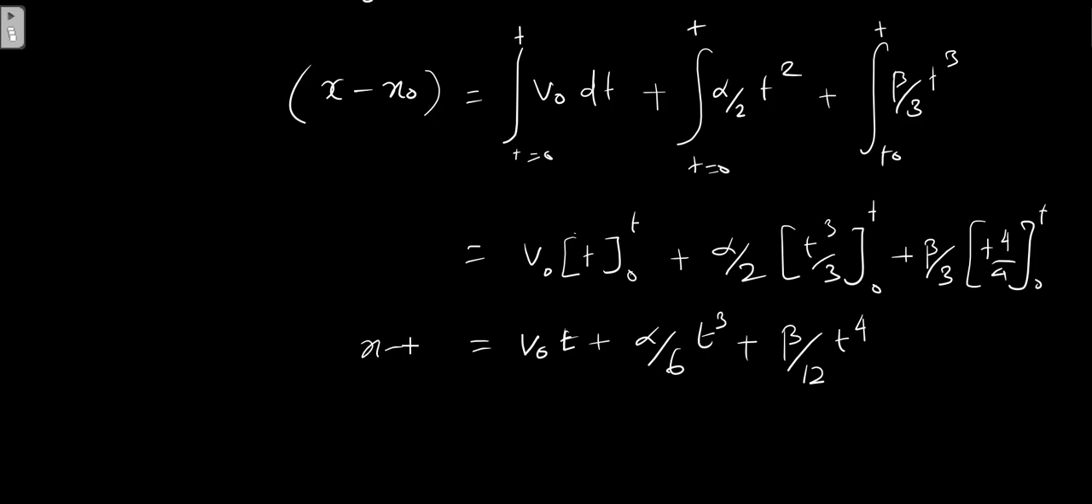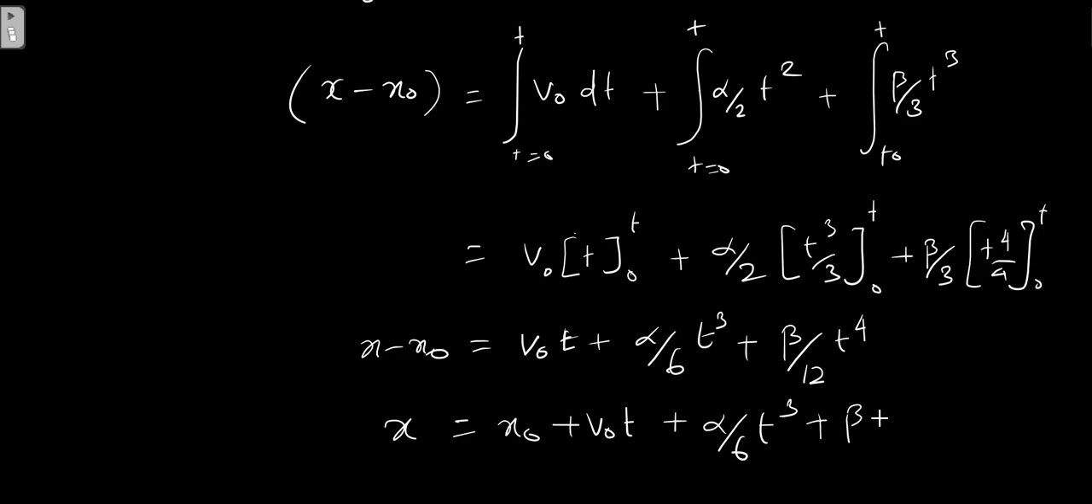So x minus x0, this is the final form. x is equal to x0 plus v0 t plus alpha by 6 t cube plus beta by 12 t power 4. So this is the position with respect to time. This is the position as a function of time. Clear? This is what we need to understand about the integration.